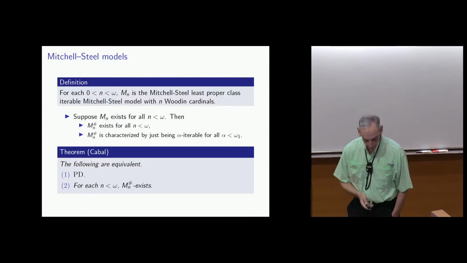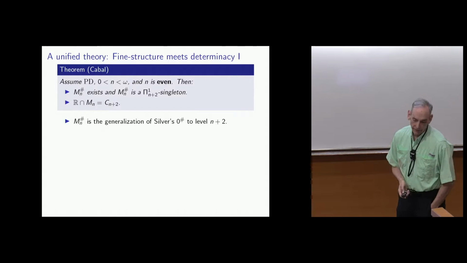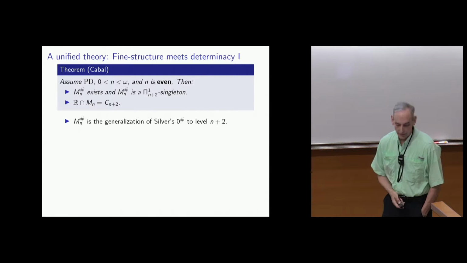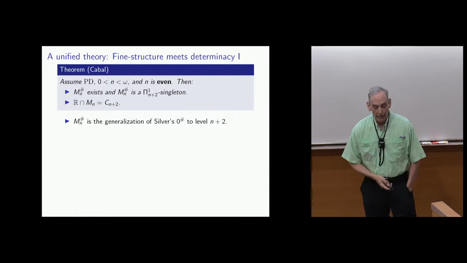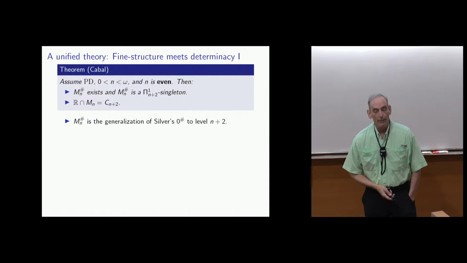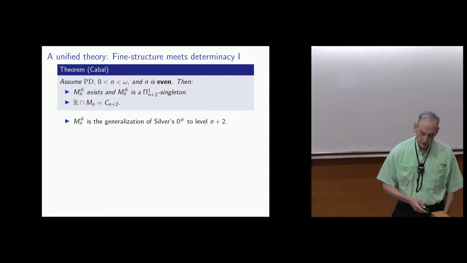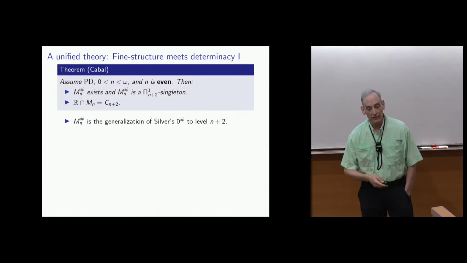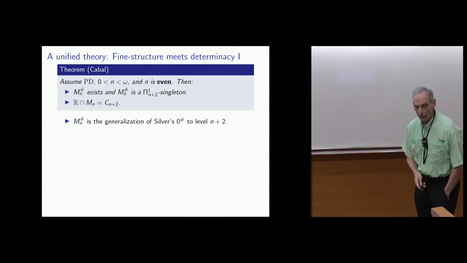Okay, so then we get a unified theory, fine structure meets determinacy. Again, I'll attribute this to the Cabal because it's combining many theorems. Assume PD, n is less than omega, bigger than zero, and n is even. Then M_n sharp exists, and M_n sharp is a Π^1_{n+2} singleton. And the reals of M_n are C_{n+2}. So the first case where this is enforced is M_2, and it tells you that C_4, the largest countable Σ^1_4 set, are the reals in the canonical inner model for two Woodin cardinals. So that's a generalization that C_2 is the reals in L. So M_n sharp is a generalization of Silver's 0 sharp to level n plus 2.